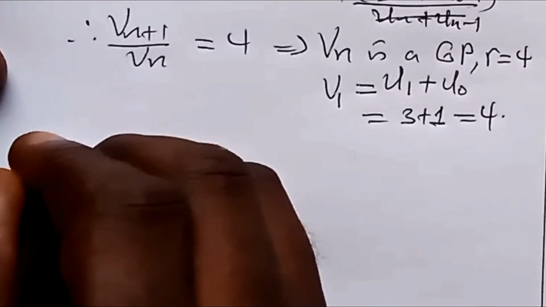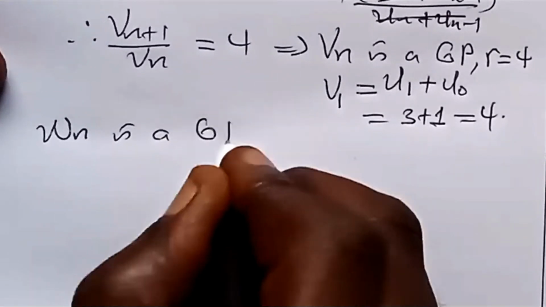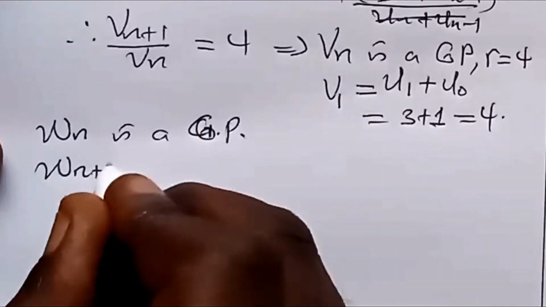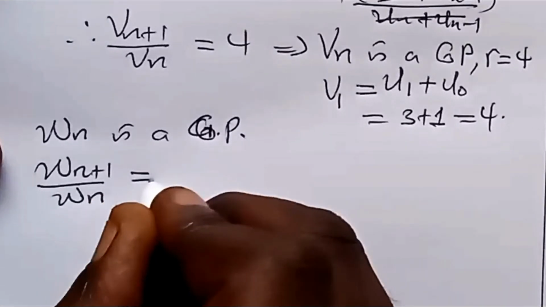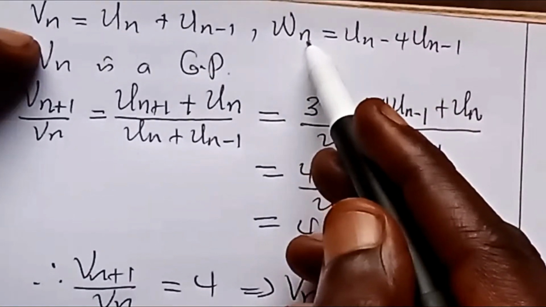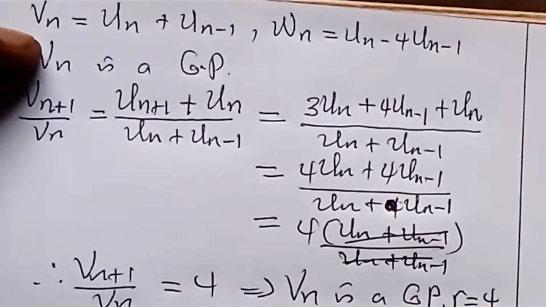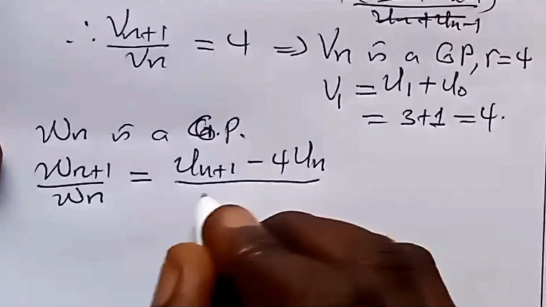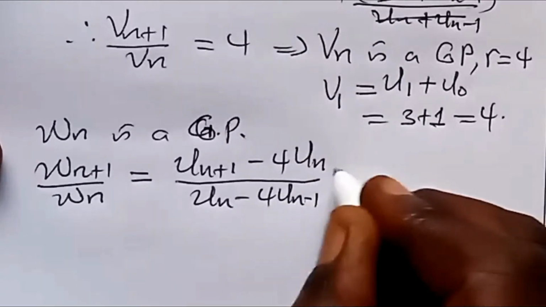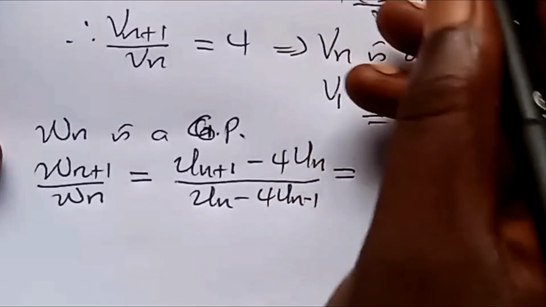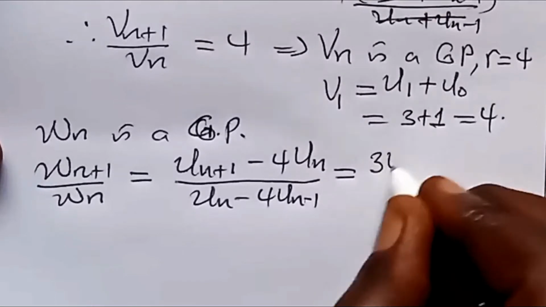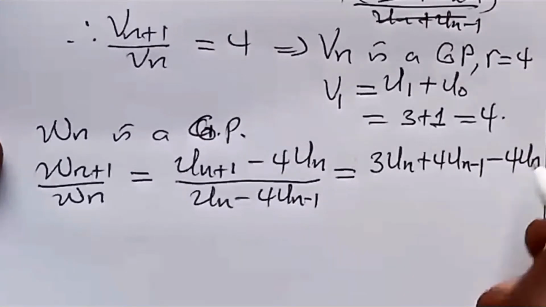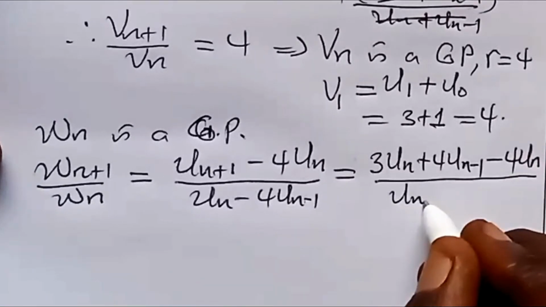We also need to show that Wn is a GP. To show that, we would again find the ratio Wn plus 1 all over Wn and see whether it's a constant. Wn plus 1, we go to Wn and replace every n by n plus 1. That will be un plus 1 minus 4un all over un minus 4un minus 1. Again, un plus 1 is given in the equation as 3un plus 4un minus 1. So 3un plus 4un minus 1, and then minus 4un.